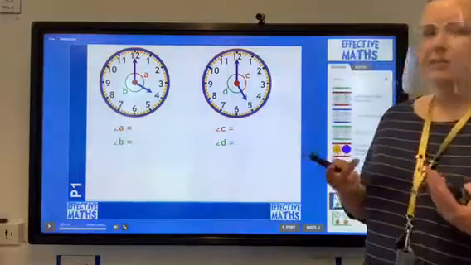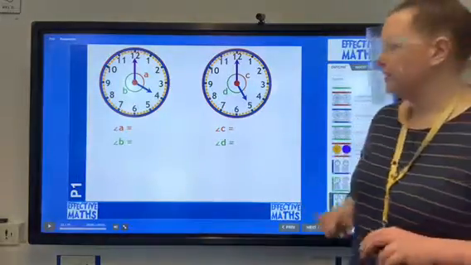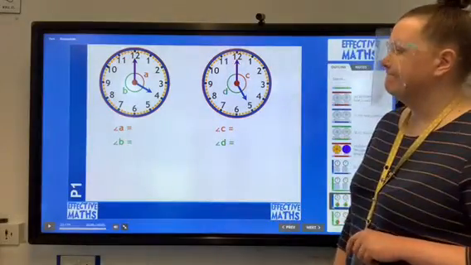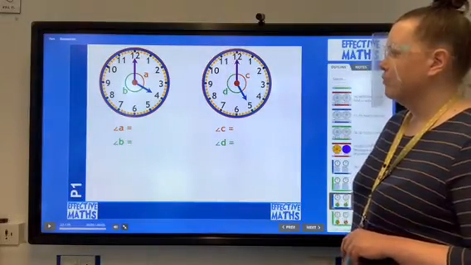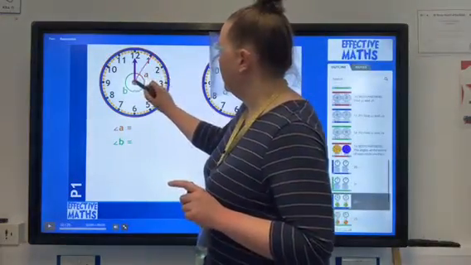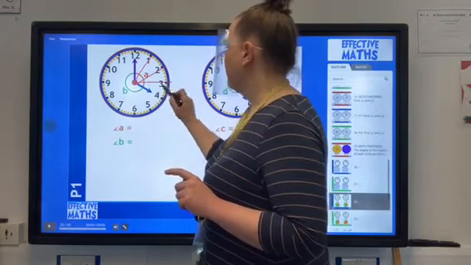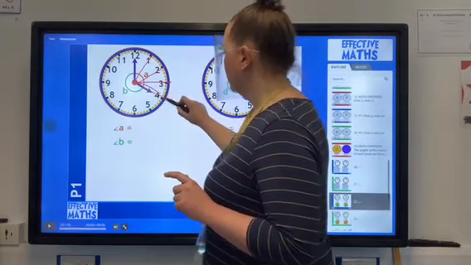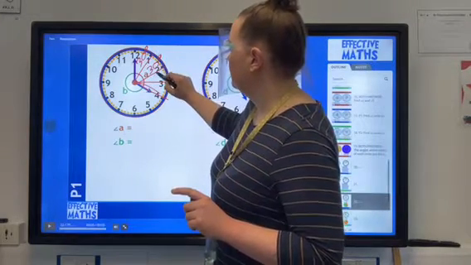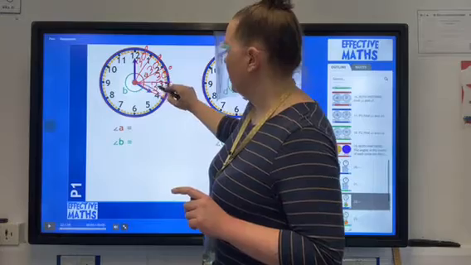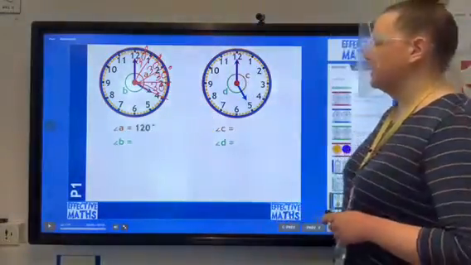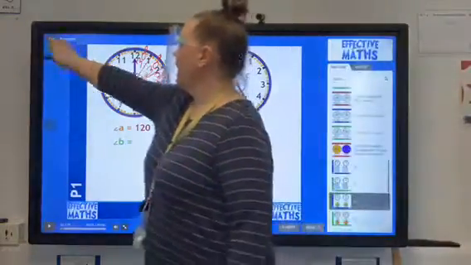So this is very similar, okay, without all the words. What is A and what is B? What do we know? We've already worked out that each angle between the numbers is 30. So this is 30, this is 30, this is 30, and this is 30. So if we add them all up together, we get 120 degrees.